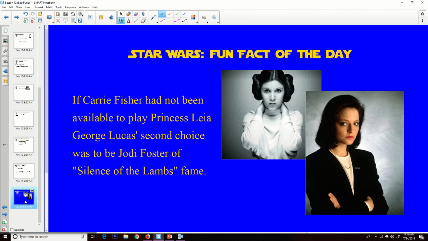So the Super Fabu fun fact, Star Wars fun fact of the day is, if Carrie Fisher, who played Princess Leia and has since left us, was not going to be available to play Princess Leia, George Lucas's second choice was Jodie Foster from Silence of the Lambs fame.